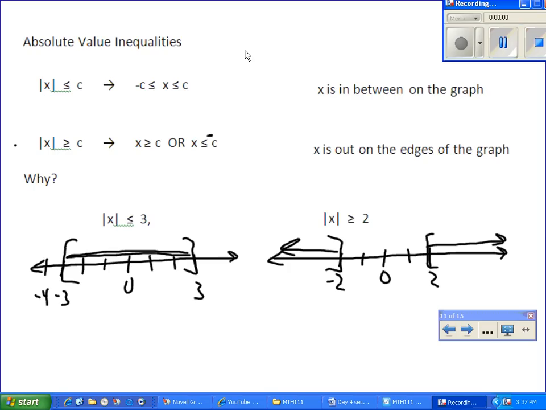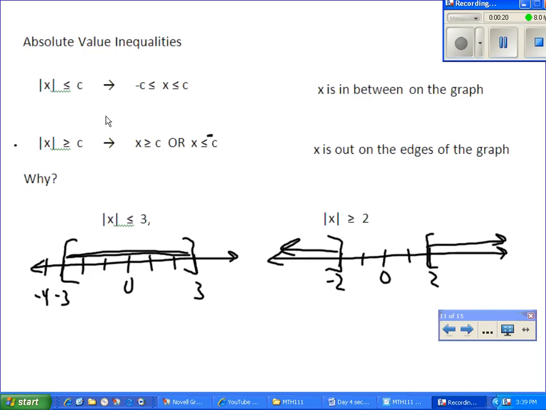Okay, now we're going to look at absolute value inequalities. And these are going to seem a little strange at first. Once you get through the first step, they're pretty straightforward to solve, but make sure you get the first step down right. So the definition here is you have the absolute value of a variable is less than or equal to c. Okay, getting back to this.